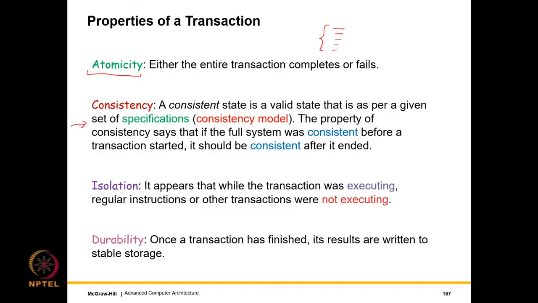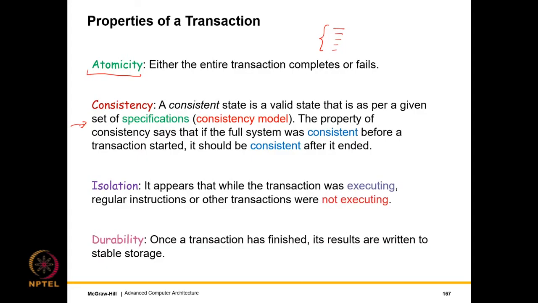Consistency. So this is slightly different from a memory consistency model. But let's go through it. A consistent state, as we have described before, is a valid state that is as per a given set of specifications. This is known as the consistency model, where we say that a consistent state is a state which follows a certain set of specifications, whatever it may be. It was the same case in memory consistency as well.